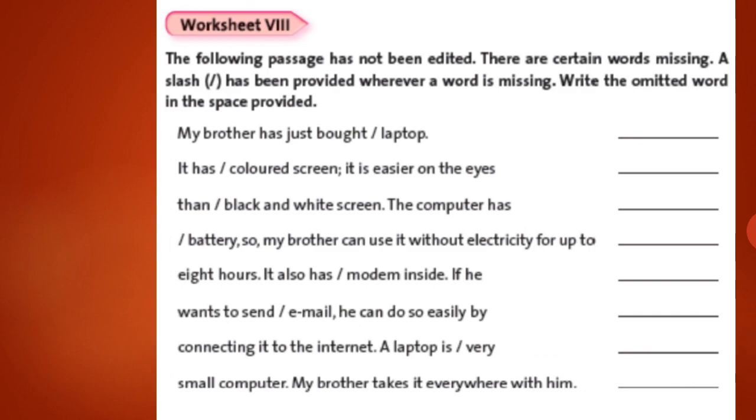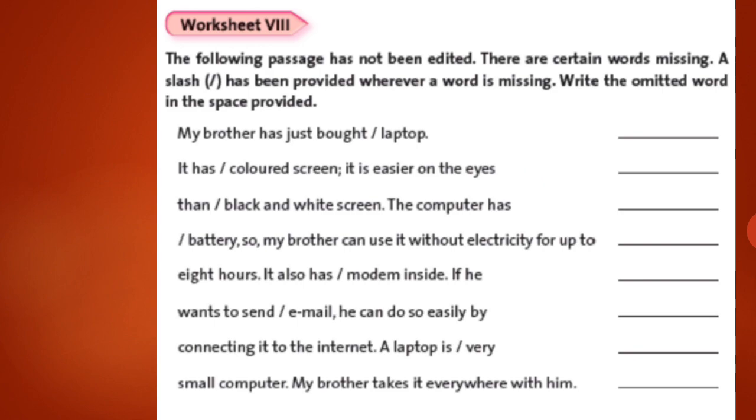This is worksheet number 7. The following passage has not been edited. There are certain words missing. A slash sign has been provided wherever a word is missing. Write the omitted word in the space provided. So beta, in each sentence we have one slash. You have to add the omitted word on the basis of this, a or an or the.